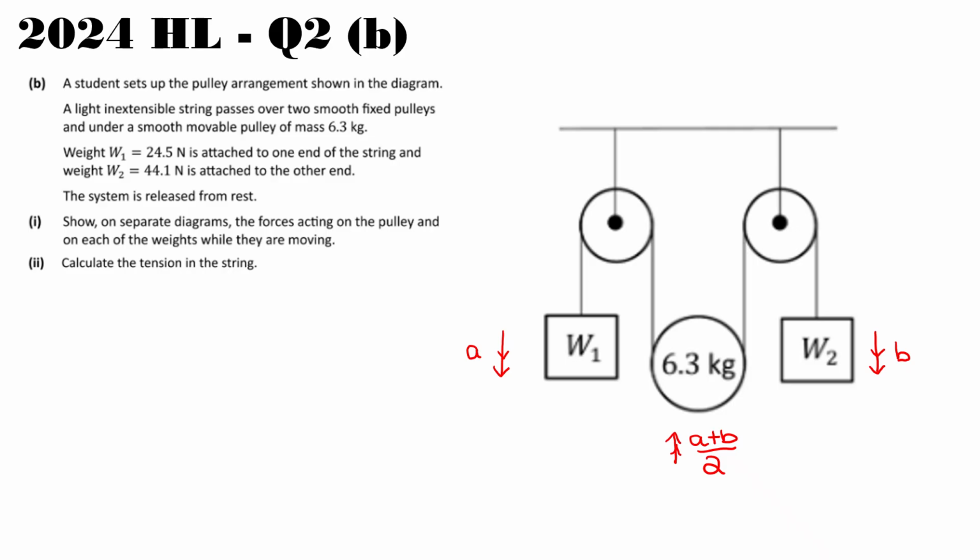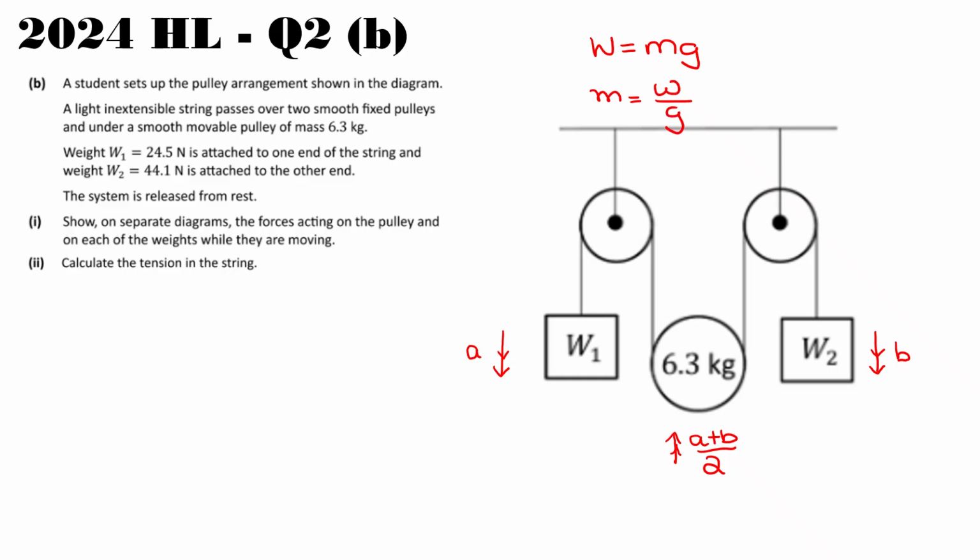Just a few things to note here when we're working. They've given us the mass of the movable pulley, 6.3 kg, but they've given us the weights of 1 and 2. So remember that our weight is equal to mass times gravity. Therefore, to get your mass, we can do weight divided by gravity.